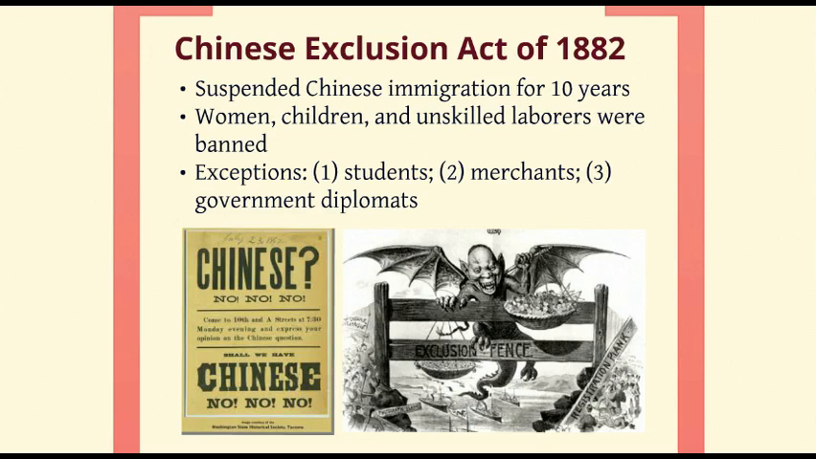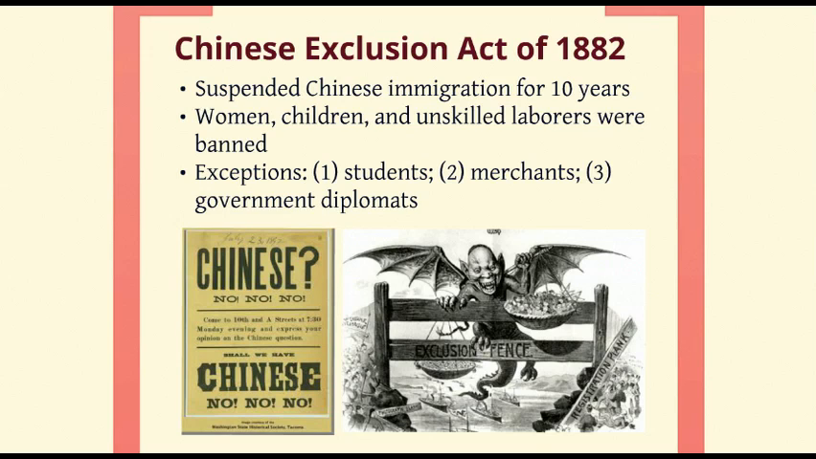Women, children, and any unskilled laborers were also banned. Specifically, when we say unskilled laborers, we mean manual laborers. And the only people that were allowed, the exemptions under this law, were students, because they were here on a student visa to study in universities, and they weren't going to be here permanently. They were going to go back home to China. The second group were merchants, because the United States saw merchants as a group that they could be taxing. And then the third would be any government diplomats that represented the Chinese government. And that was pretty much it.